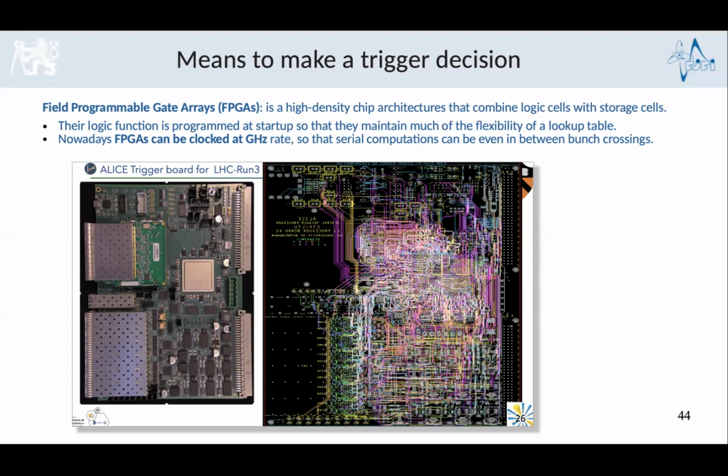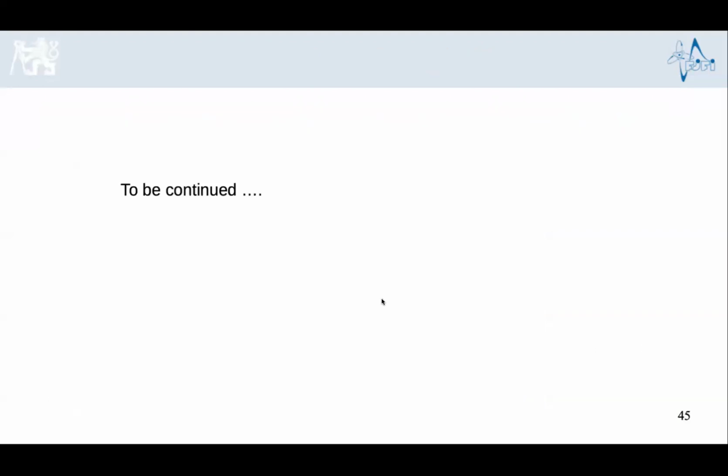And this is how it looks inside. So there's this map, this is the connection of all this board. It's a very complex custom board developed by the CTP team in ALICE. And okay, that's it for today. Any questions?